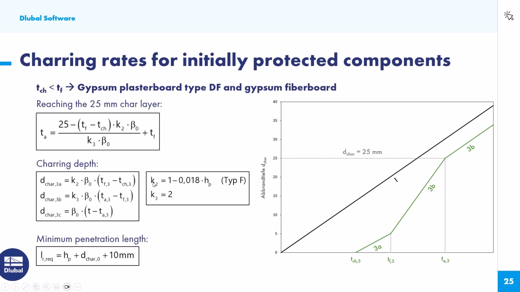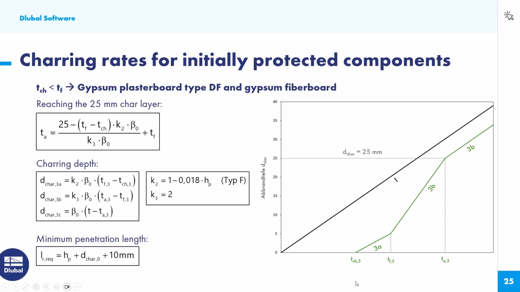Yeah, K2 is the reduction factor for this part. For classical 12.5 millimeter gypsum board, it's 0.775. Then we increase the strength here again because of the temperature and the dried timber by factor 2. And here at 25 millimeters, we start again with a normal charring rate from table 3.1. Additionally, we have to add the charring depth at the time when the protection will fail.